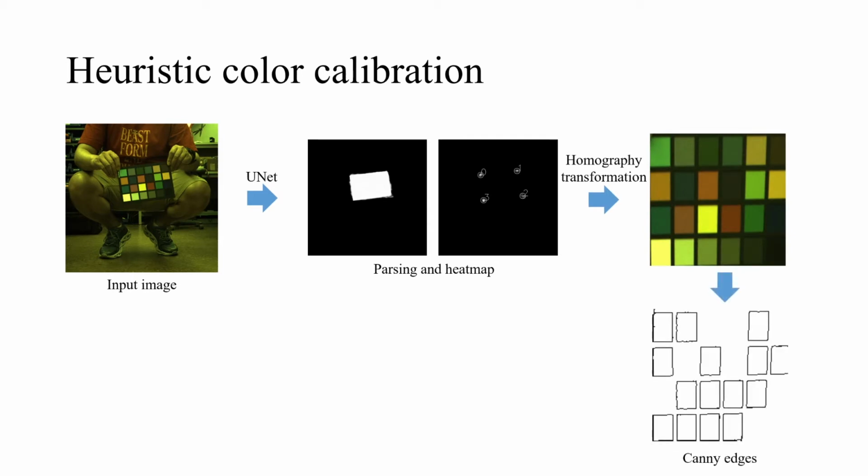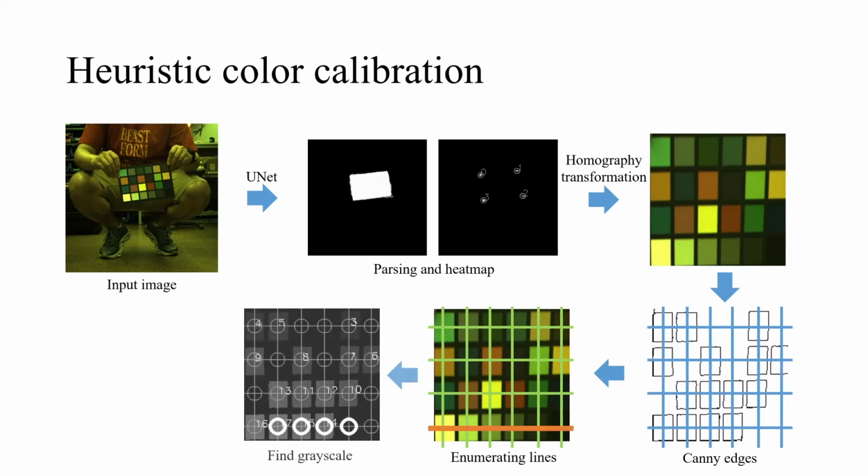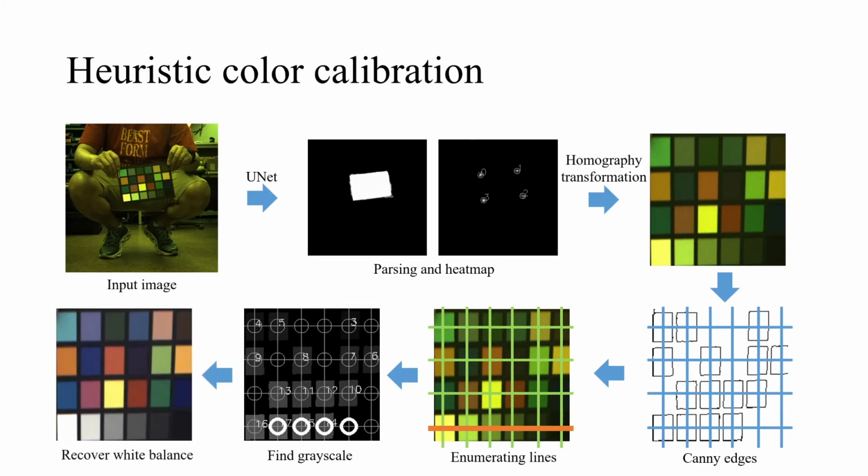Canny edge detection is then applied and the grid of color patches is retrieved by a simple clustering. After that, we enumerate each row and column to find the line with a minimum standard deviation of the color gradient, which represents the grayscale patches. We could then recover the white balance through them because they have the same value on each channel in sRGB color space.